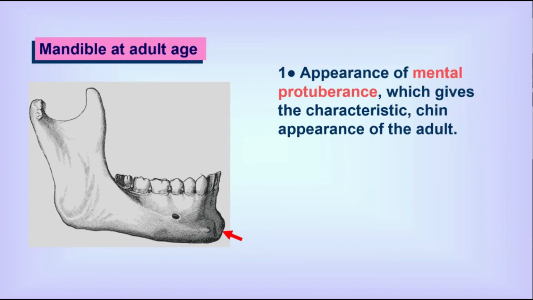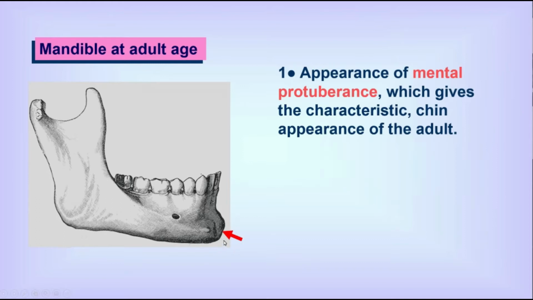The mandible at adult age, meaning after the age of 18, shows the appearance of the mental protuberance, which gives the characteristic chin appearance of the adult. By this time, the chin has been developed. You see, this is the chin area. This was separated at the age of 1 year. At the age of 1 year the two halves were united, and now the continuous growth of the mandibular bone makes a chin here.